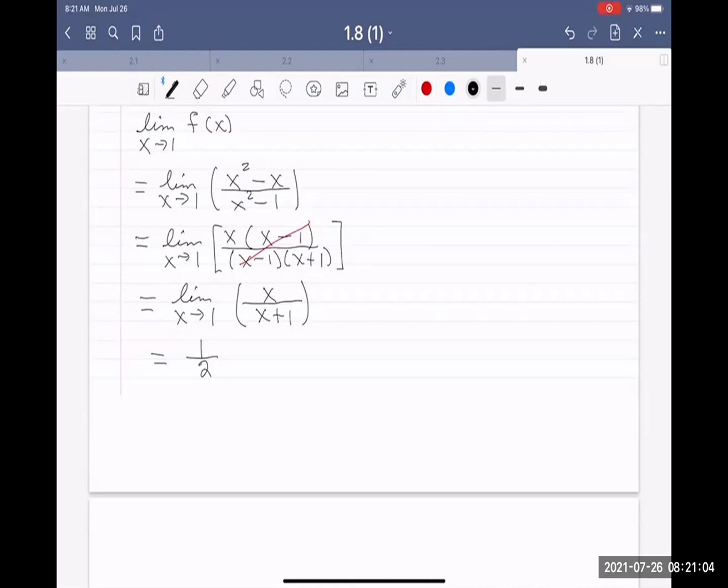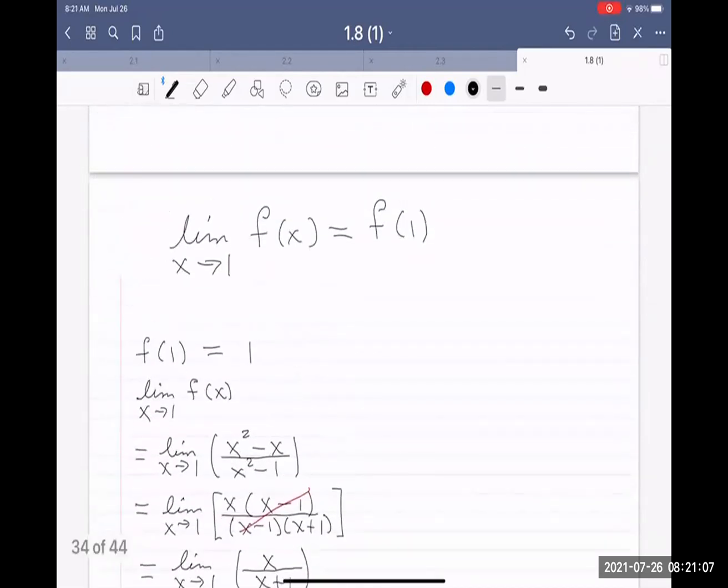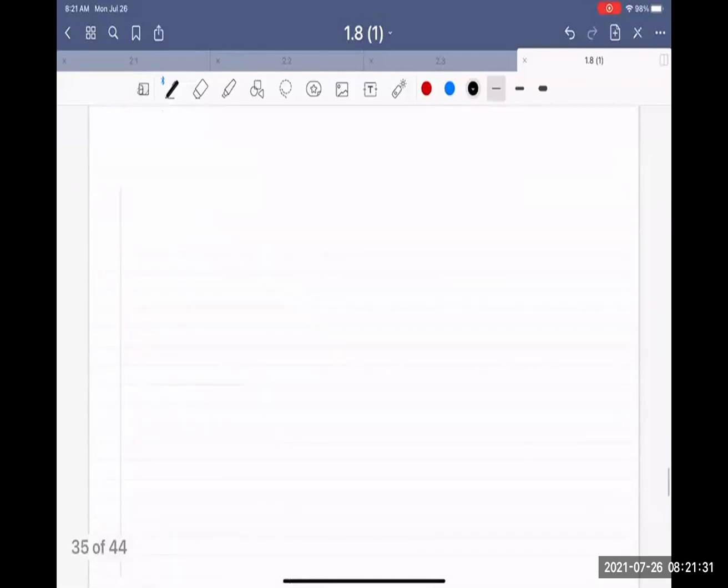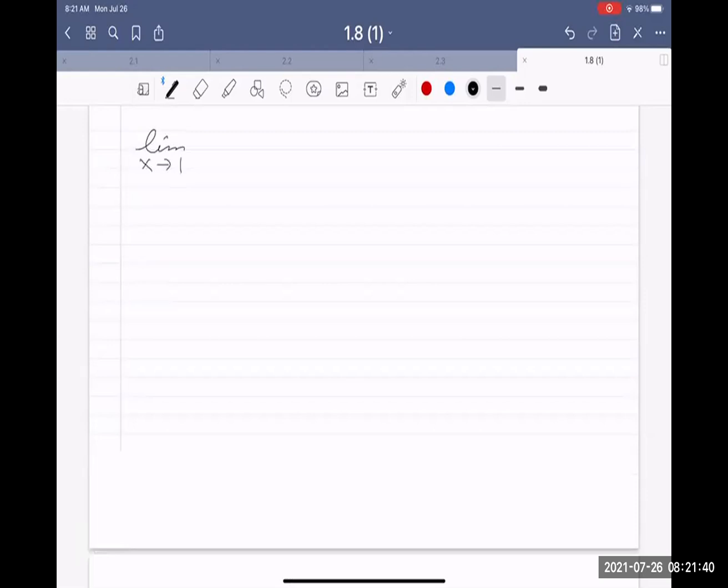But I have here a half and a 1. 1 and a half are not the same. And so these are not equal. So even though both sides existed, both the right and left-hand limits existed, we don't have that they're equal to the function value. And so because of that, this function will not be continuous. So the limit as x approaches 1 of f of x is not equal to f of 1.